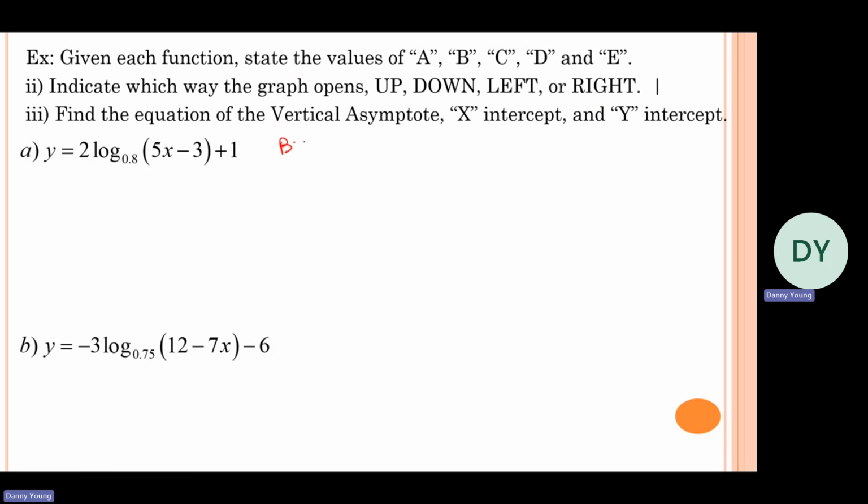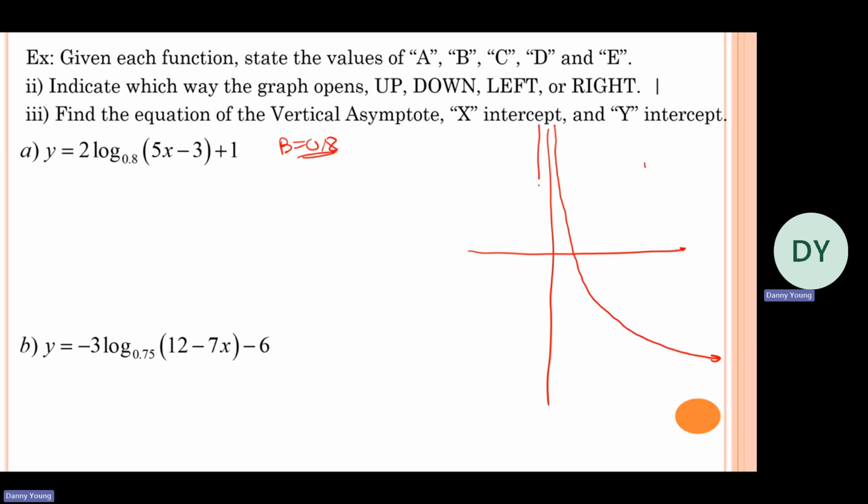So B is equal to 0.8. When B is equal to 0.8, your graph looks like this. X-axis, Y-axis. Two options: it comes from the top and goes down towards the right, or it comes from the top and goes down towards the left. Which one would it be? C is equal to 5, so it must open to the right.